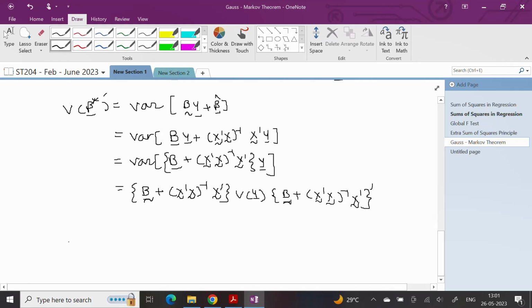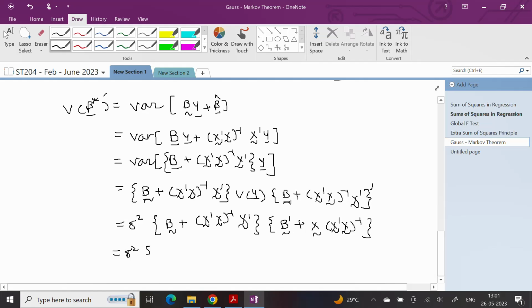Okay, of course prime of this, a sigma a prime kind of thing. Variance of y we know is sigma square I, so I won't be in the picture, and I'll simply have sigma square sitting over here. So I have B plus (X prime X) inverse X prime, into the prime of this matrix. The prime of this matrix will be B prime plus the prime of the inside thing, which is X into (X prime X) inverse, because X prime X is a symmetric matrix, so (X prime X) inverse is also a symmetric matrix.